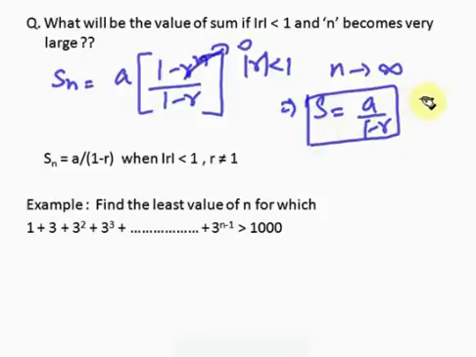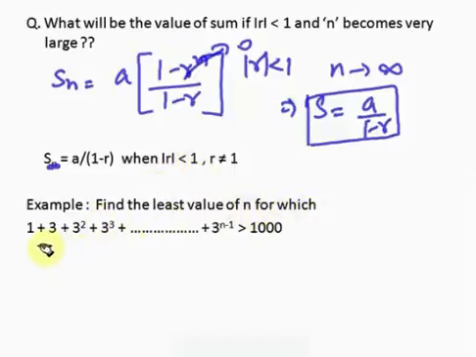This is a limiting value, it won't reach this value, but it will try to reach this value. The sum will become equal to the first term upon 1 minus common ratio. S infinity, the sum to infinite terms, will become A upon 1 minus R.